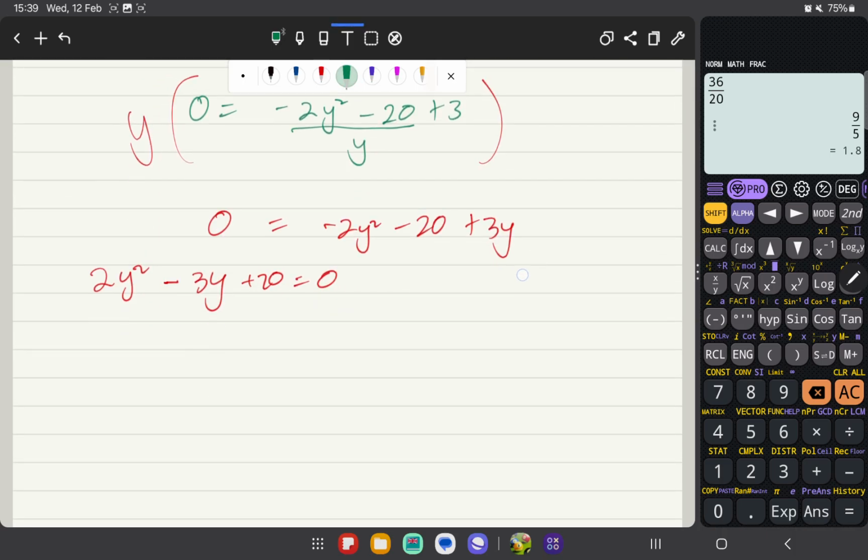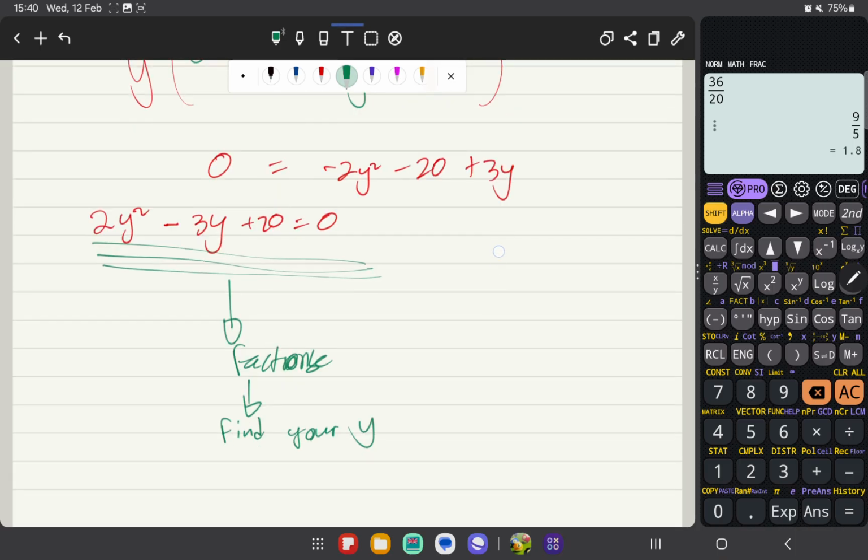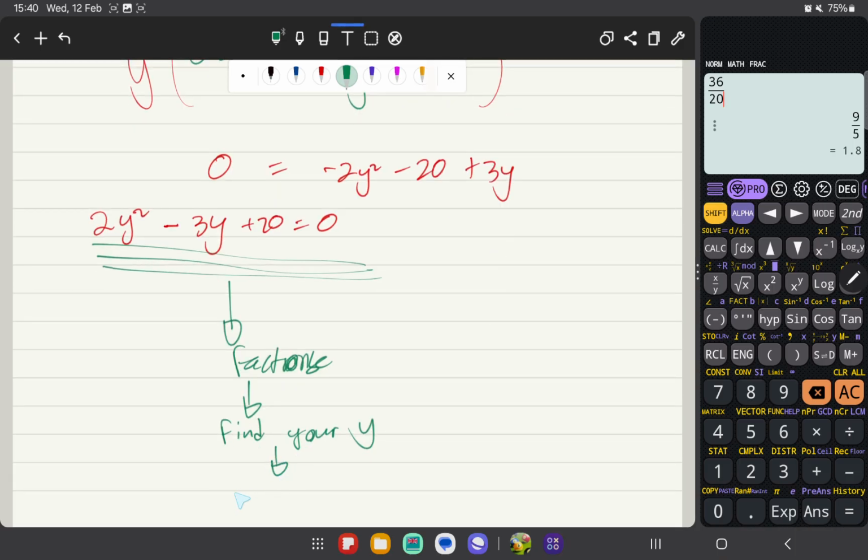So you have this thing. This is what you end up with after using your elimination method, of which you know from here you're gonna have to factorize. You factorize, and then after factorizing you find your y. After finding your y, you can find your x. That's insane. This is insane. You factorize, you find your y. After you've found your y, then you can find your x, right?